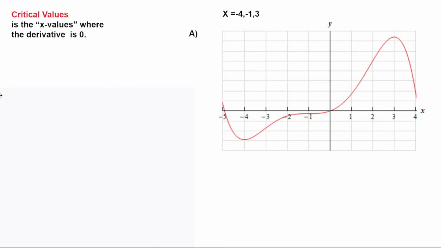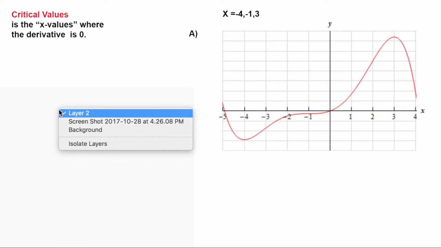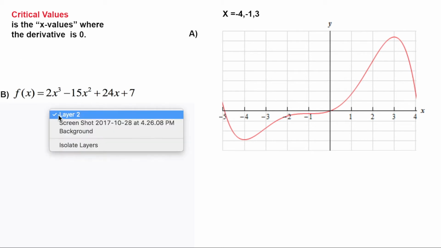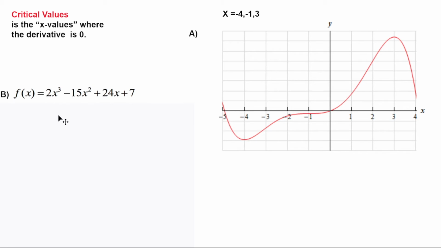Let's take a look at an example where you're not given a graph. Let's say that you are given a function, which looks like that. f of x equals 2x to the third minus 15x squared plus 24x plus 7. What are the critical values of this function? In order to find those numbers, the first thing we do is we have to analyze its derivative. So we go ahead and use the power rule to find the derivative of that function, which, as you can see, is 6x squared minus 30x plus 24.